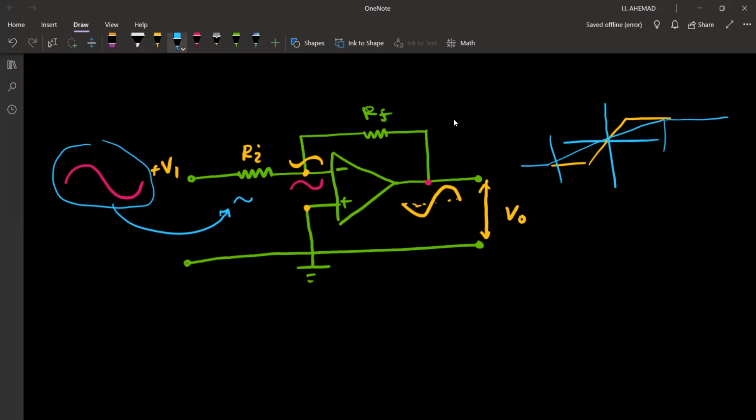Got it? So by now, you should have got the reason why we say the potential difference between these two terminals is 0. Why is delta V equal to 0? It is actually not 0. It is actually almost equal to 0.